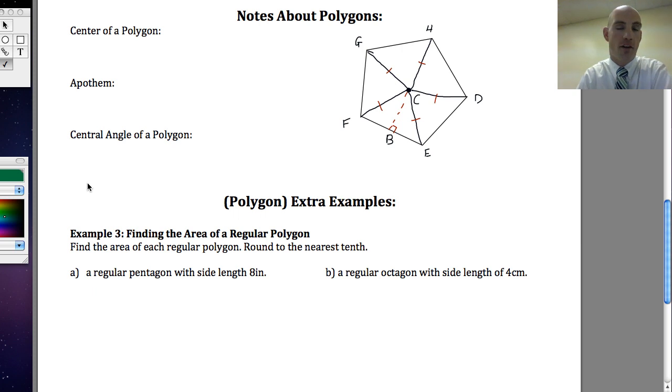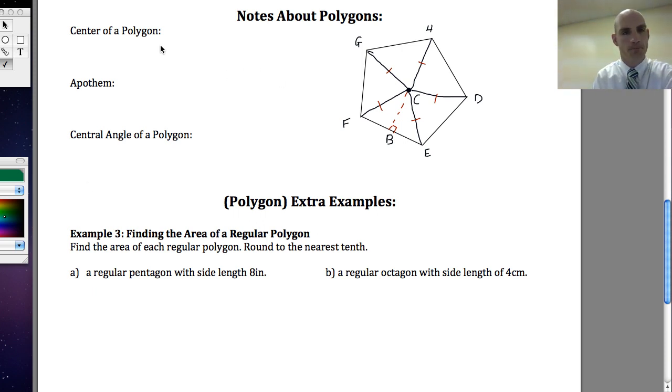Today we're going to talk about finding the area of a regular polygon. With polygons, remember, these are shapes that have multiple sides. They're closed and plane. We're talking about the regular ones, which have all the sides and angles equal or congruent. When we're talking about the polygon, it has a center. Like anything else, it has a center.